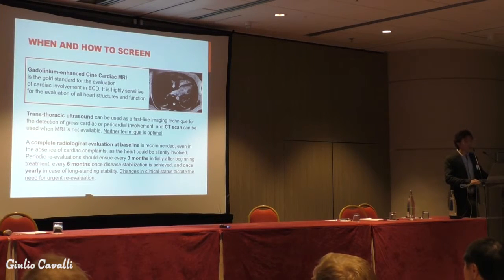Another technique that can be used as an alternative to MRI, should MRI not be available at all, is CT scan, but again I have to stress that neither technique is optimal.